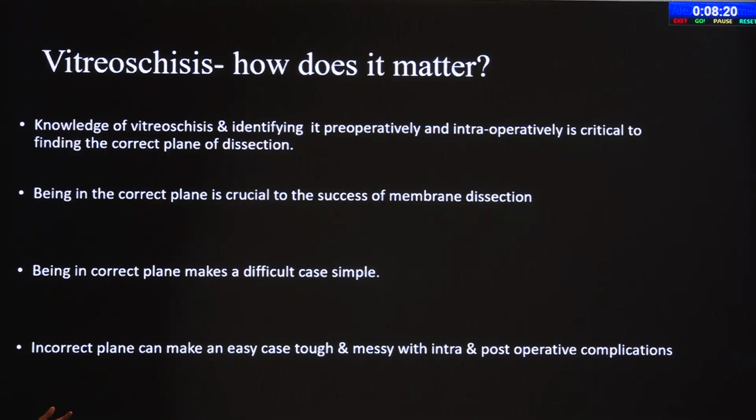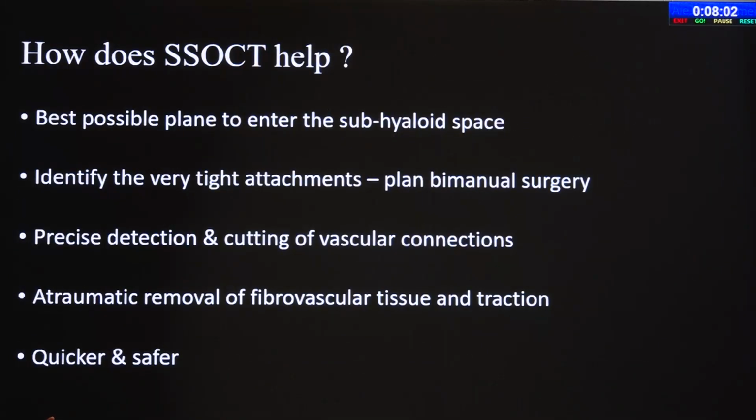Knowledge of this and identifying it pre- and intra-op is critical. Finding the correct plane is essential for success of the dissection. It's very interesting that if you're in the correct plane, a difficult case can be simple, but it's the reverse too: an incorrect plane makes a simple case messy and you get lots of complications. So how does the OCT help? It makes it possible to best enter the correct subhyaloid plane. You can identify if the attachments are very tight, and then you can have a bimanual surgery to start with. You can have precise detection and cutting of the vascular connections and atraumatic removal of the fibrovascular traction.